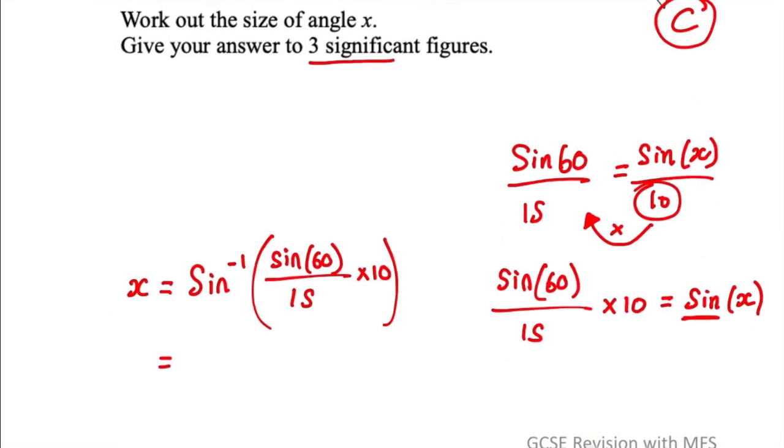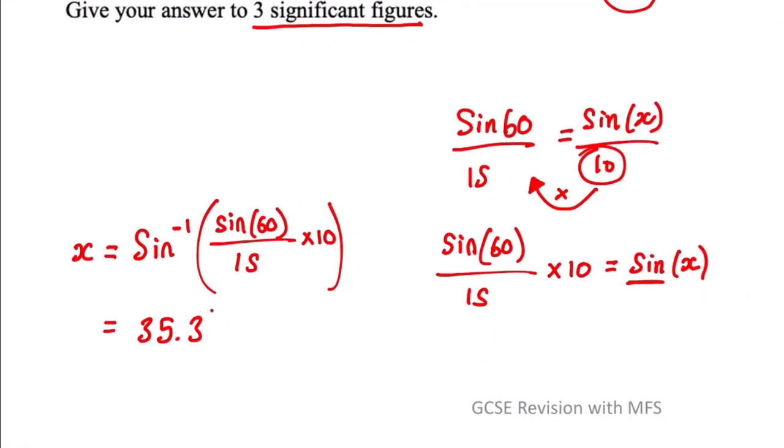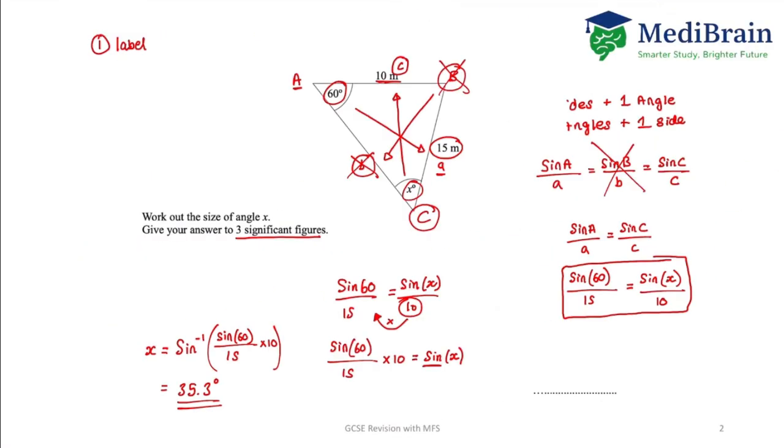It says to three significant figures, 35.3 degrees. Okay, so that's your angle there. So 35.3 degrees to three significant figures is your angle. So that's what we did in our last lesson when we looked at the sine rule.